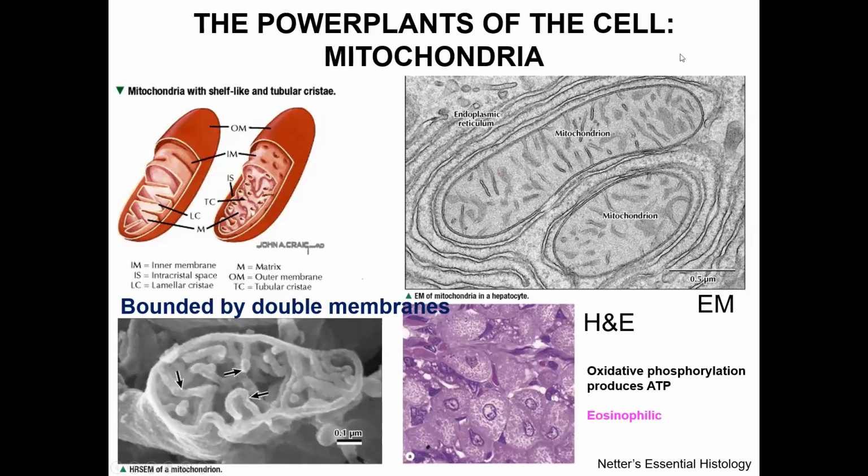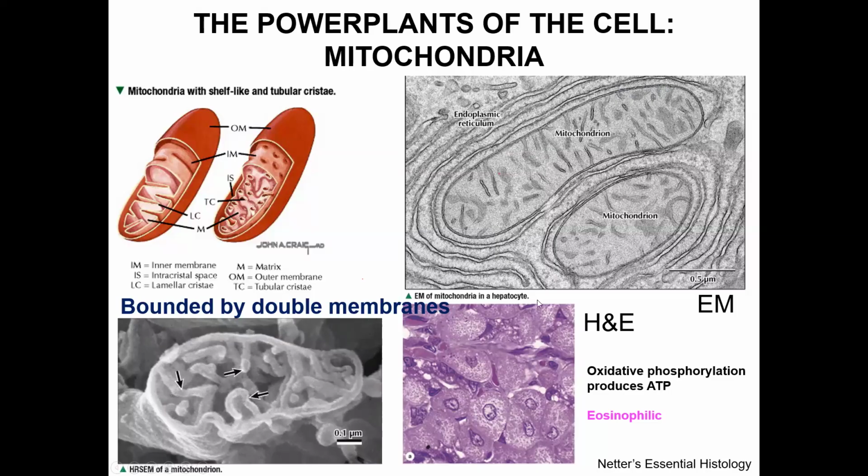Now the power plants of the cell are the mitochondria. The mitochondria are the organelles that produce most of the ATP that is present in cells. So they are the energy factories in the cells, and they have these elongated structures. They are quite large structures. In transmission electron microscopy, one can see that they have a double membrane, and they have projections. The inner membrane projects into the inside of the mitochondrion with these cristae.